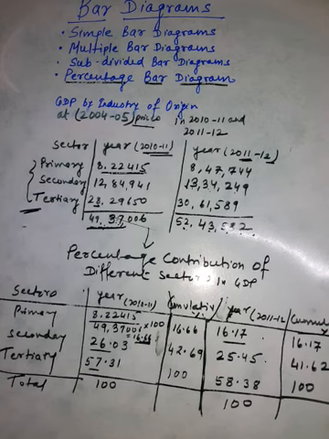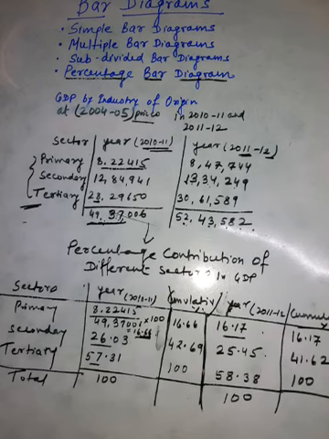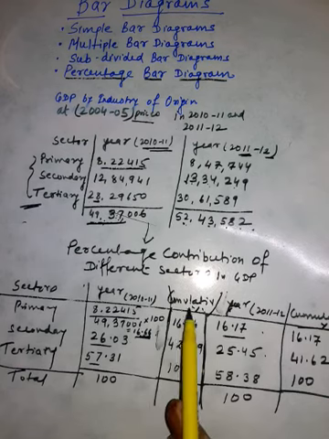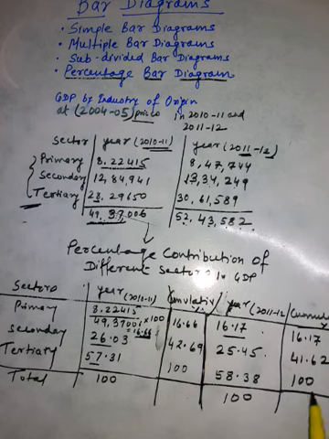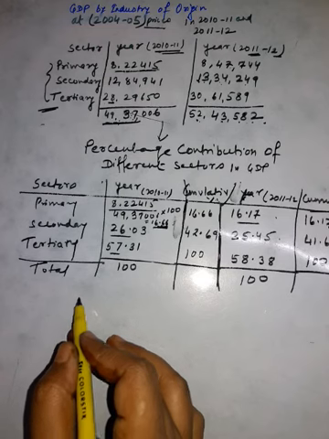Okay, so if data is given and it is asked to show this data in a percentage bar diagram, first you have to convert this data into percentage, then you will find the cumulative percentage, and then you will show it in a bar diagram.